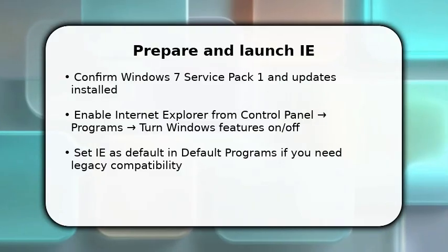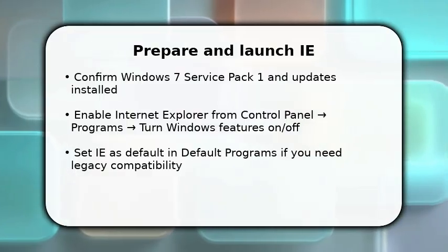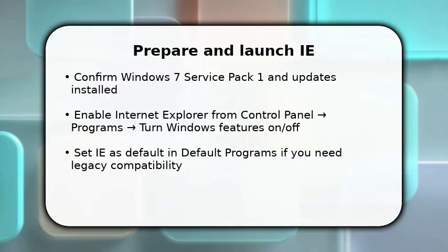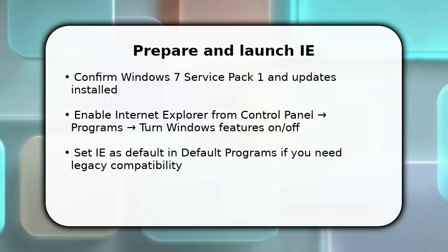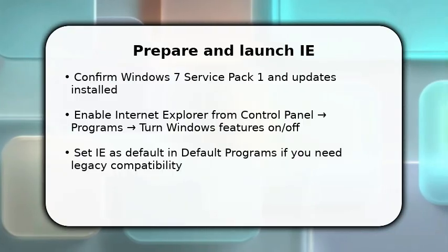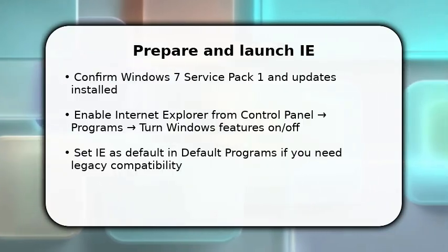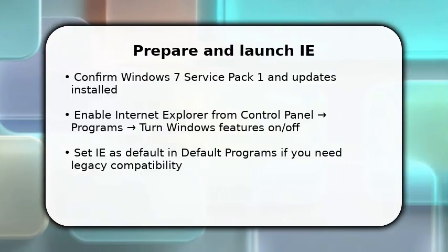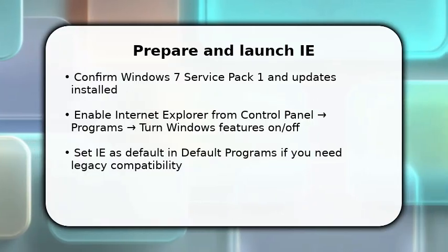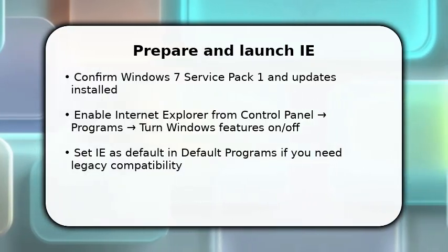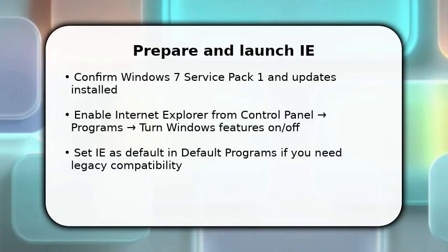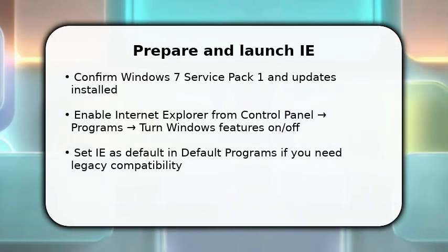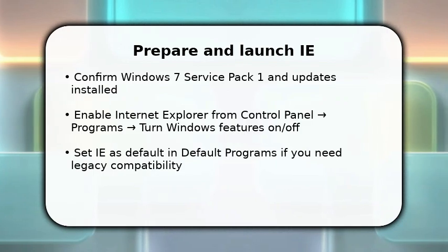You begin by making sure the system is ready. Check for Windows 7 Service Pack 1 and recent security updates. Next, enable Internet Explorer through Control Panel, Programs, Turn Windows features on or off, because IE may be disabled. Once done, pin Internet Explorer to the taskbar for quick access and set it as the default browser only if you require legacy site compatibility. These steps get you from a fresh machine to an active IE instance, ready for configuration and browsing.